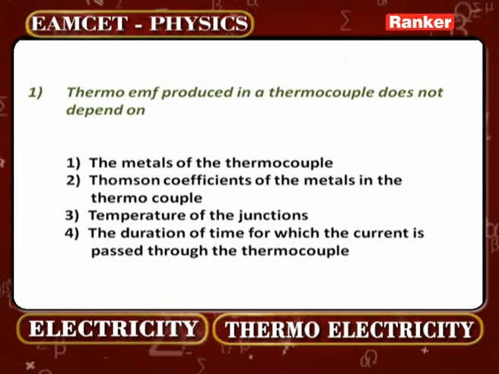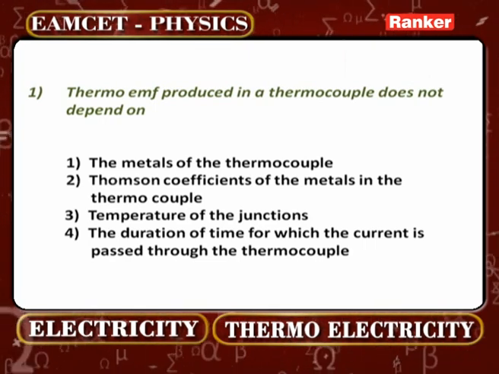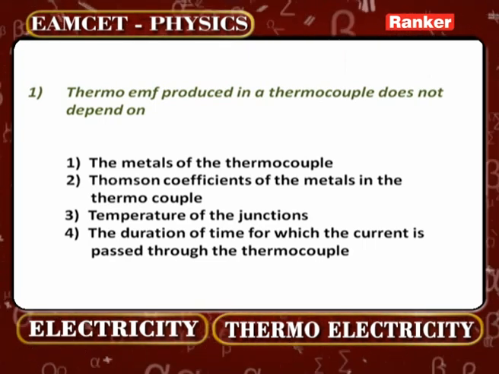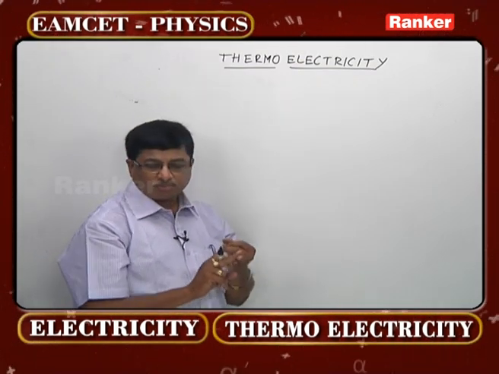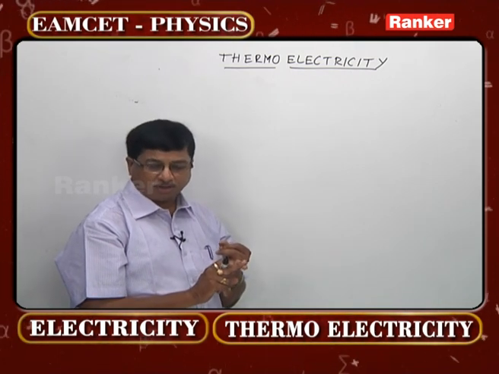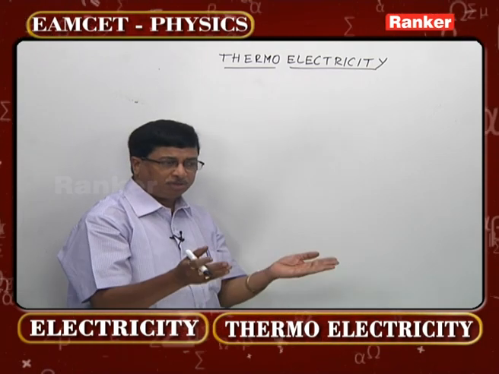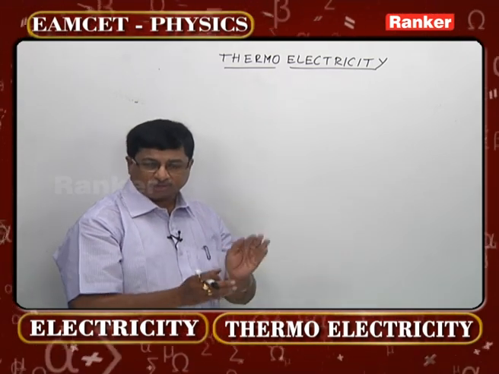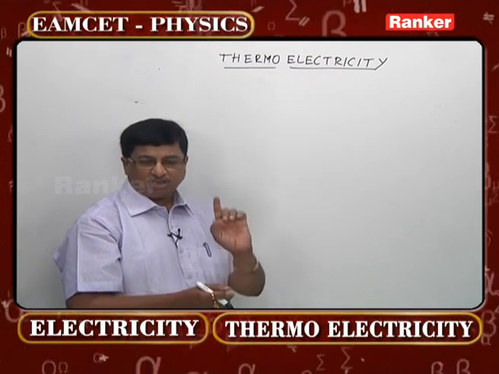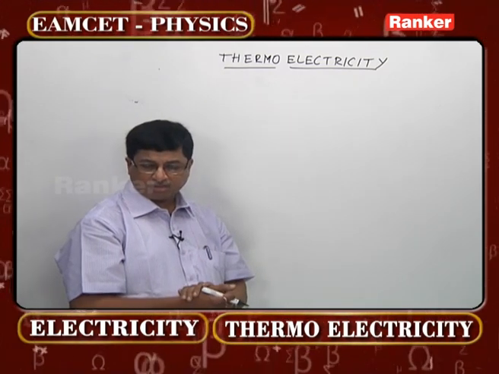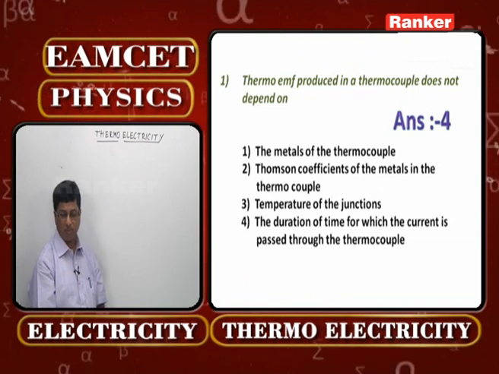Thermo EMF produced in a thermocouple does not depend on... first of all, it depends on what you identify. It depends on the metals taken in the thermocouple. It depends on the Thomson coefficients of the metals in the thermocouple. It depends on the temperature of the junctions. What exactly the temperature difference across the junctions is, is also one of the criteria based on which thermo EMF is generated. But it does not depend on the fourth one mentioned in that problem: the duration of the time for which the current is passed through the thermocouple.